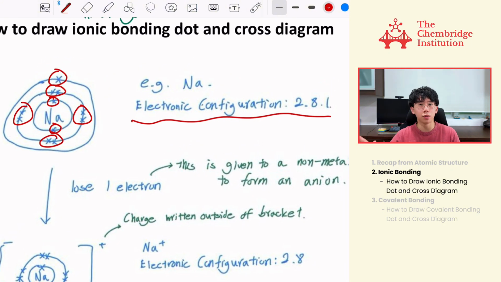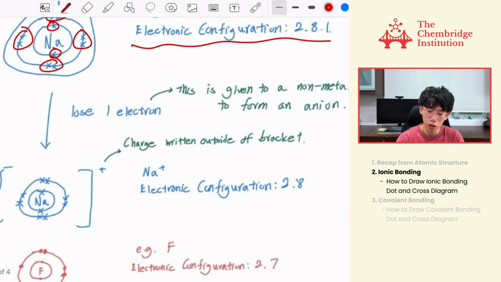And you're not done. You want to know what actually happened to the electronic structure. For example, sodium will become a sodium plus ion with a 1+ charge. And because of that, it actually loses 1 electron. This 1 electron will actually be given to a non-metal to form an anion.